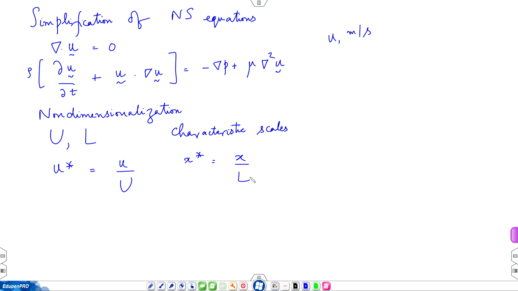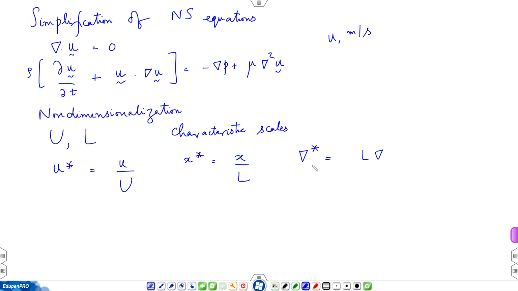Okay, it is a new scale, but in the process there are no units. U star and X star do not have units. So, you can construct other scales also. Del, this is the gradient operator, will be 1 over L, I should say L, I am sorry. L times the gradient operator will give you del star.